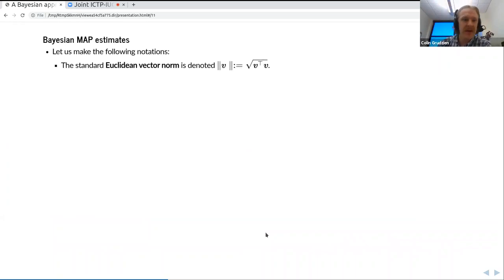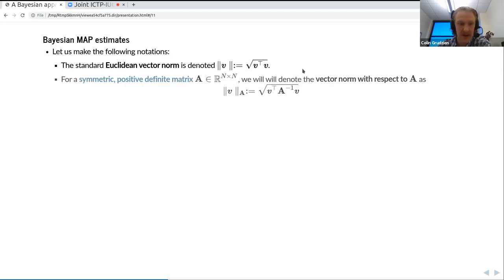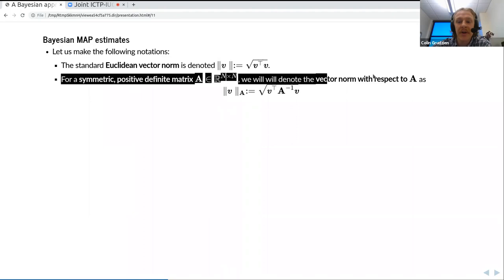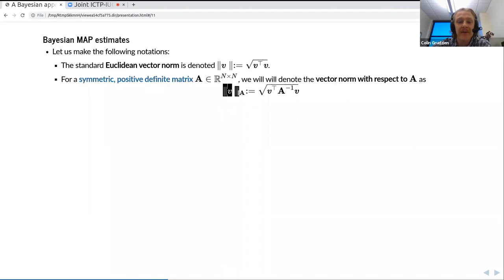Let's make some notations really quick. This will be the standard Euclidean norm. And with respect to a positive definite matrix A, that is, symmetric with positive eigenvalues, we denote a vector norm with respect to A as V bar sub A. We refer to this as the square root of V transpose times A inverse times V. This gives a weighted version of the Euclidean norm where it's inversely proportional to the eigenvalues of this matrix.